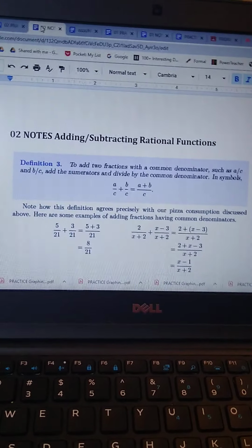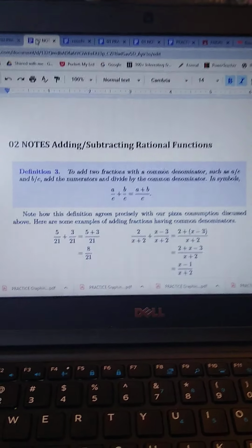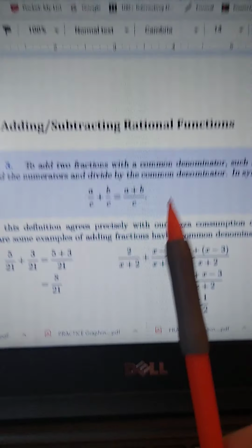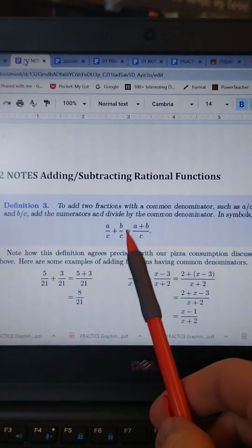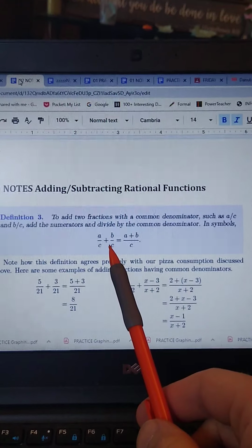This is a video lesson for learning how to add and subtract rational functions. First, we're going to go over just a couple basic concepts, adding and subtracting. You should know this already.